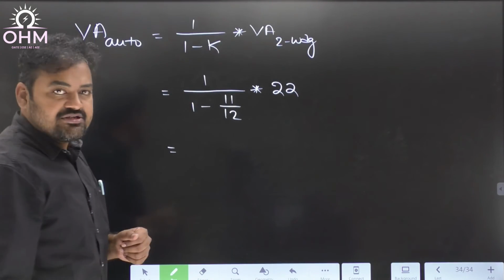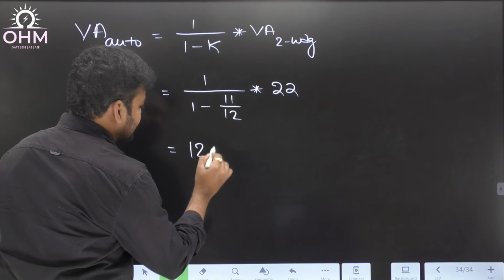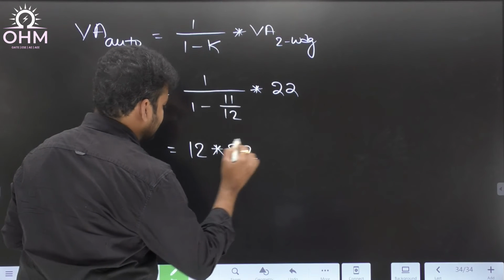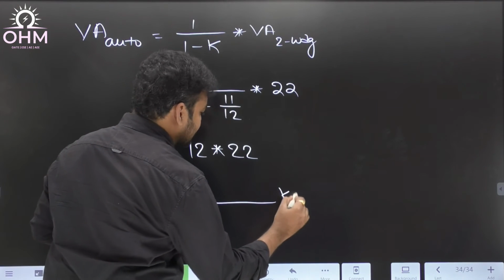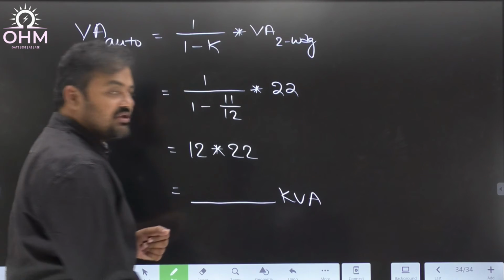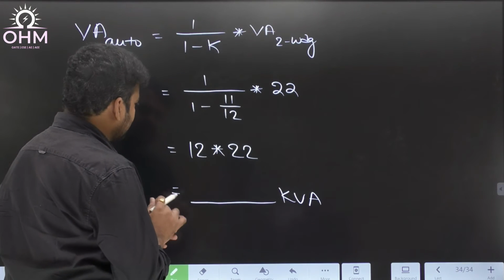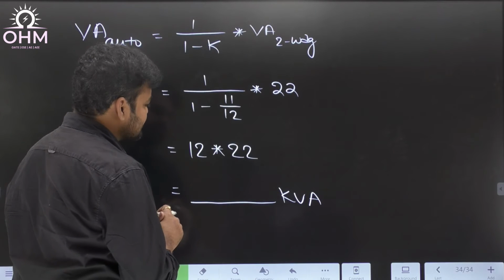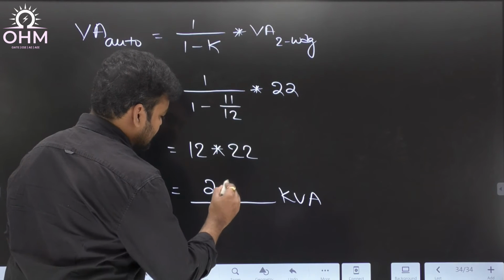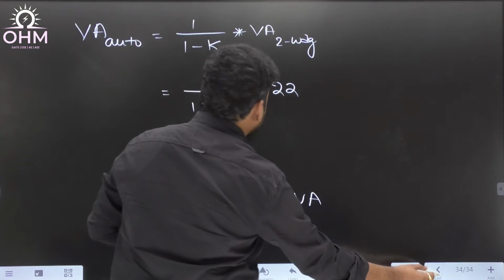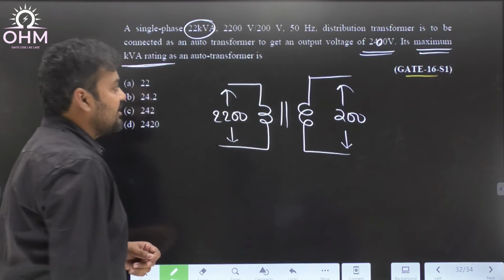So if I complete this, I will get 12 into 22. Okay, so that would be the answer for the total kVA rating. So it will be equal to 20 into 12, 240, 240 plus 24, 264 kVA. So that would be the maximum kVA rating possible.